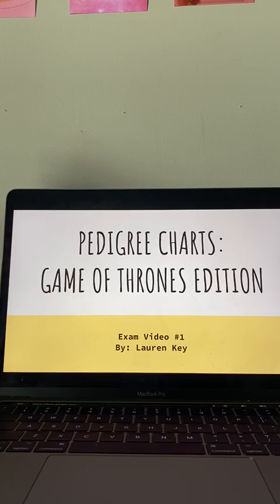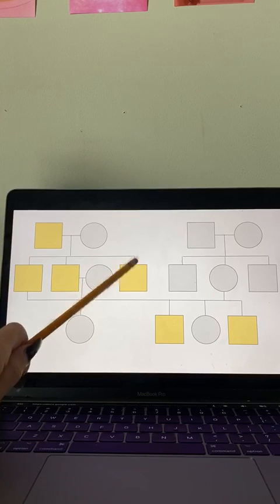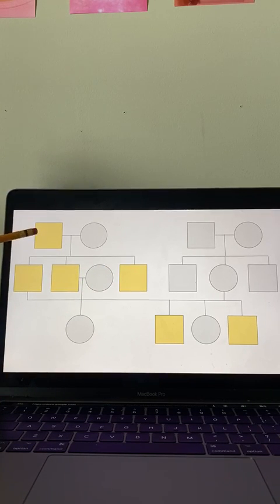Of Thrones edition. So first we need to understand what a pedigree chart is. It helps us understand genetic flow. A box represents a male, a circle represents a female, a line between them means they mated and had offspring, represented by these branchings here. A shading, yellow in this case, means they are affected by this trait or disease, and a gray shade or no shade means they're unaffected.